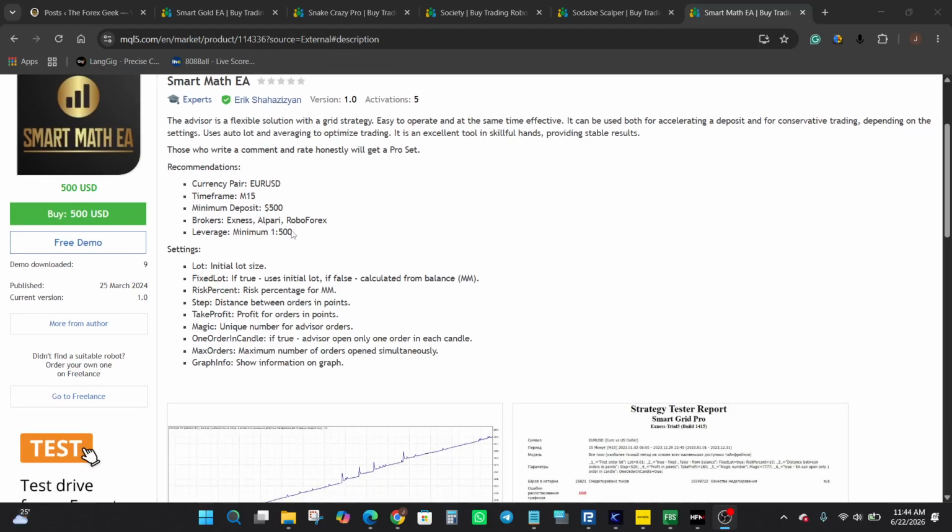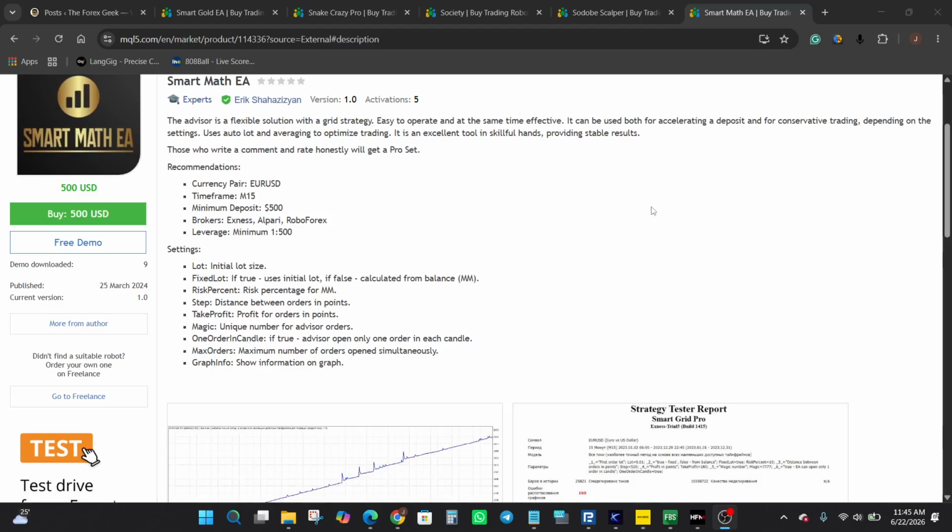One of the key points highlighted here is that the EA uses a grid strategy. The description also confirms the use of averaging and automatic lot sizing, which are core components of how the system operates. Since these features are explicitly mentioned by the developer, they are important considerations when evaluating the overall risk profile and trading behavior of the EA. As I continue through the marketplace information, the developer describes Smart Math EA as being easy to operate while offering enough flexibility for traders who want to customize risk and position management.